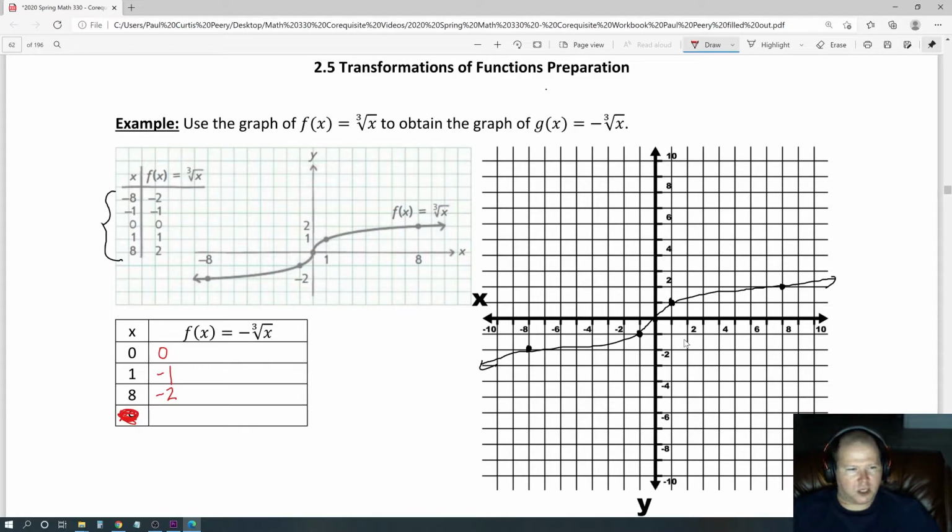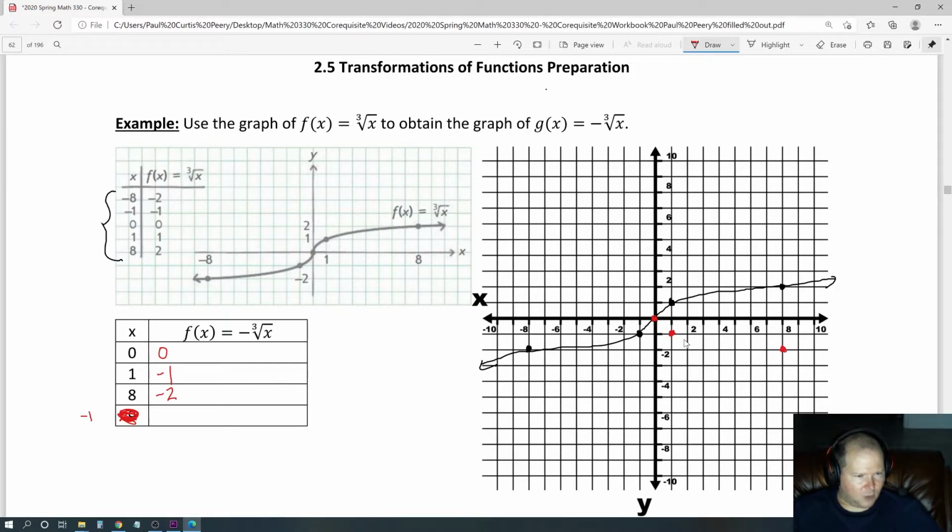Okay, so we have 0, 0. We'll put it in the middle. We have 1, negative 1. So 1, negative 1 is right there. We have 8, negative 2. 8, negative 2 is way over here. So let's kind of fill in the rest of this graph. I could have done a better job on this.